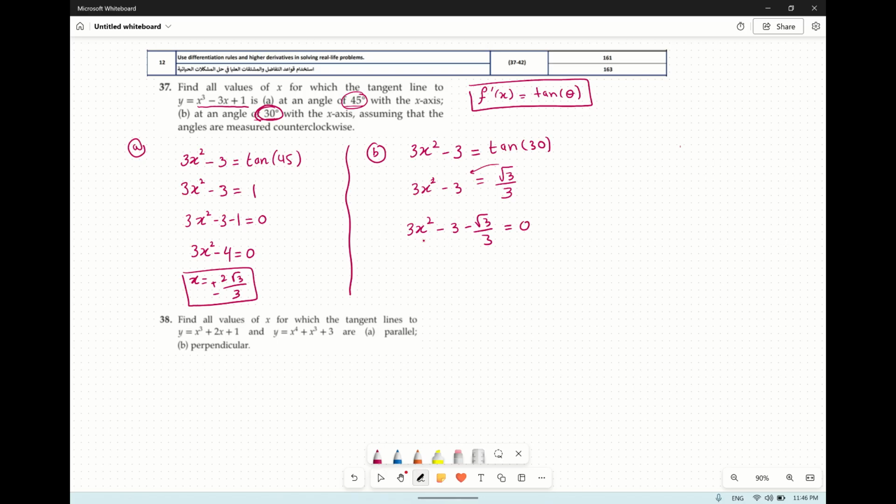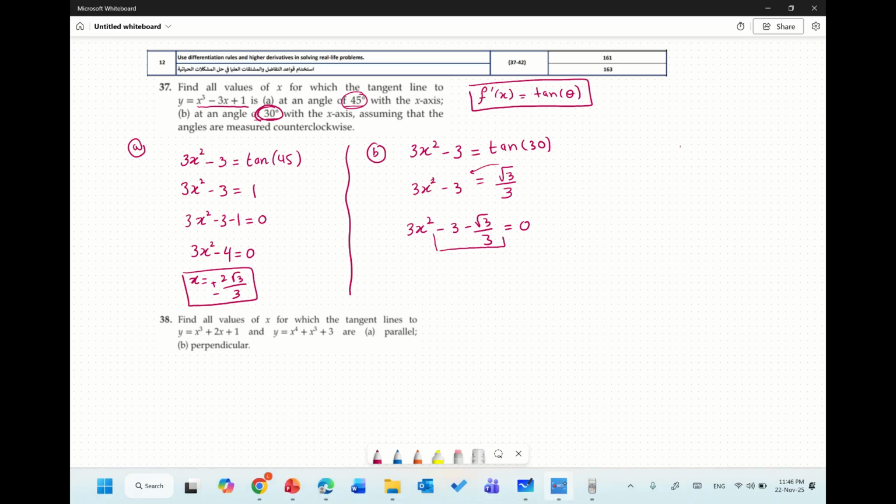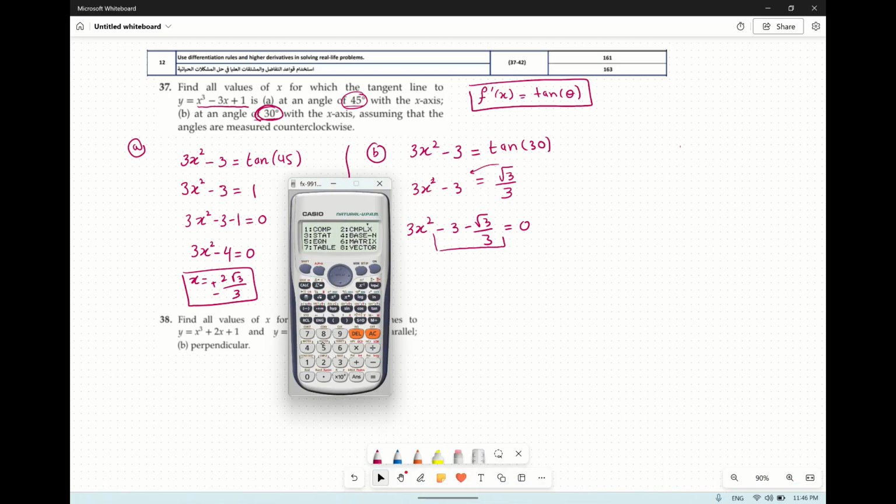Now I will factor this one. Now all of this is a number, so all of this is your C. So now I will go to my calculator, mode 5 3. A is 3, B is 0. B is the term that comes with the x. There is no x here, just x squared. C is the number, which is all of this.